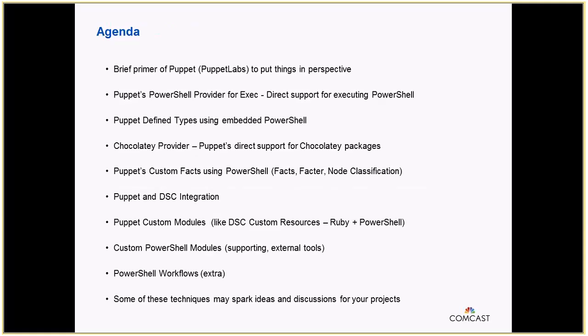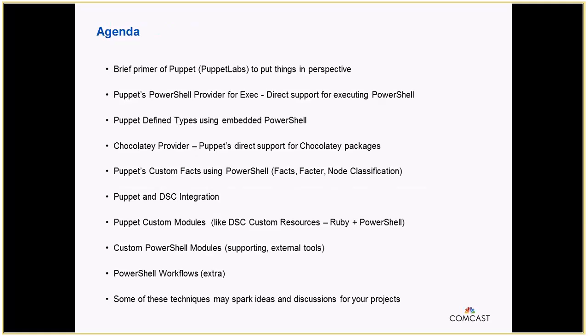I'm not here to compare necessarily Puppet to DSC, but I do want to show this in light of or compare and contrast a little bit. There's no argument here, no religious wars about who's better, who's worse. Just to set the tone on how Puppet works compared to DSC, that might actually help some of the concepts. So we're going to go through a number of examples with the PowerShell Provider in the exec statement, which is sort of like the script resource in DSC.